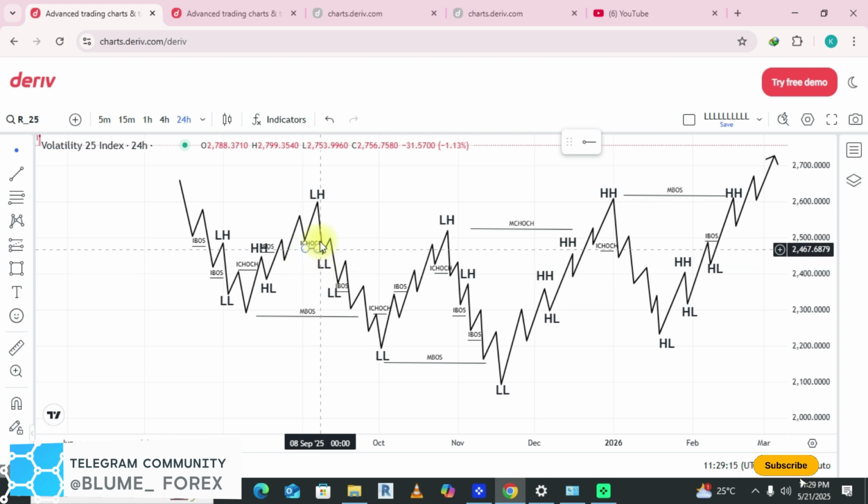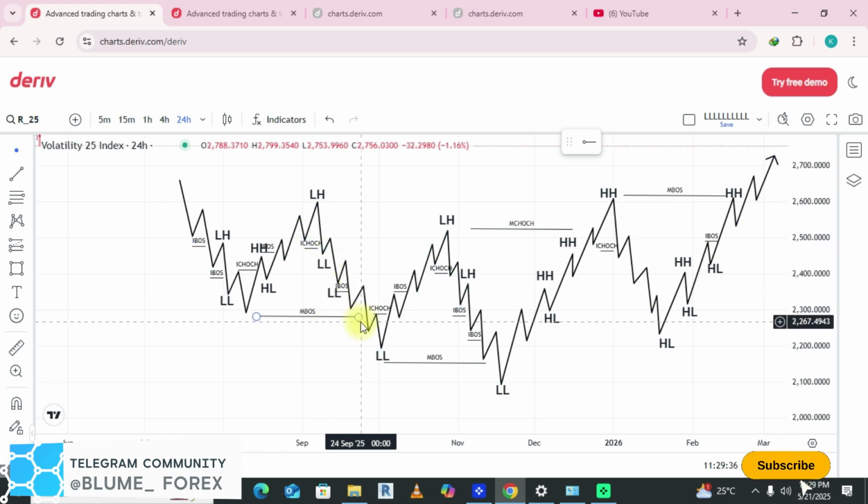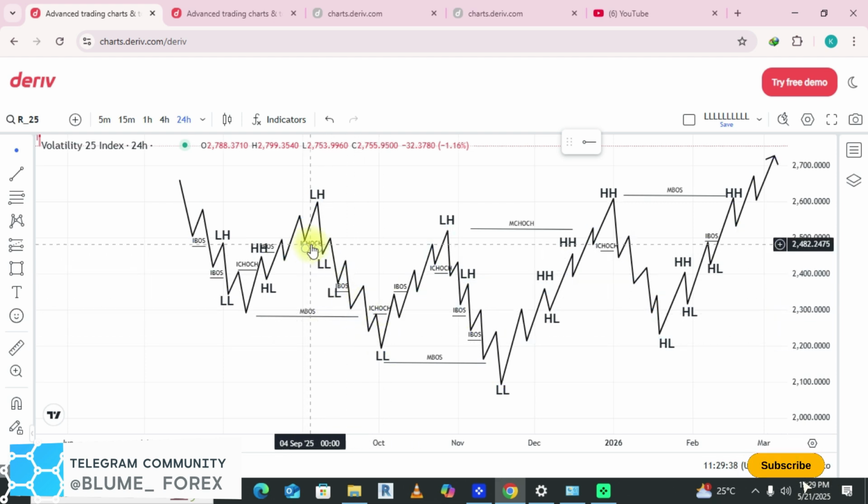Then after that we have a lower high, and then another lower low. Now only the first break, as I said, is the change of character. Any break thereafter is going to be a break of structure, right? The first break is the change of character, but if we break structure again in the direction where the change of character happened, then we have a break of structure. So break of structure, break of structure, break of structure, since the first break is the change of character.